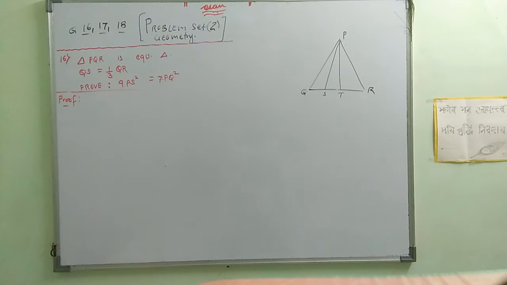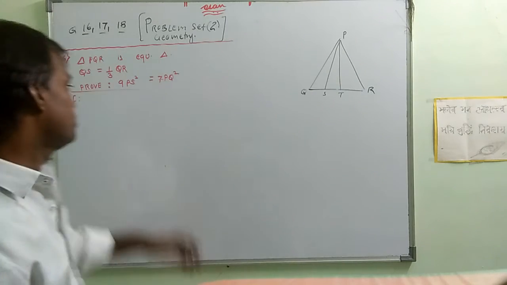Dear students, today we are going to solve question number 16, 17 and 18 from problem set 2, geometry. Here the question number 16 says that triangle PQR is an equilateral triangle where QS equals 1 upon 3 QR. Only this much information has been given, as well as the figure. So let's solve.